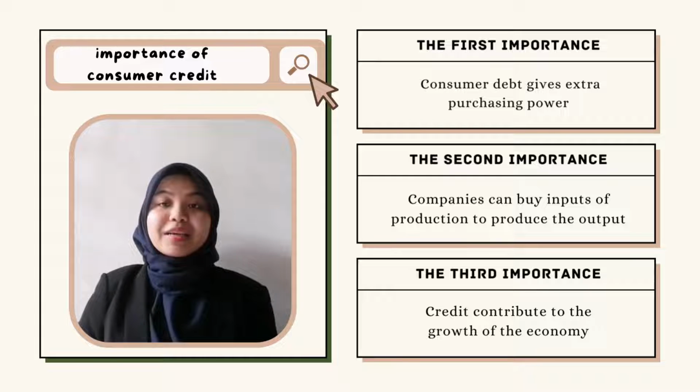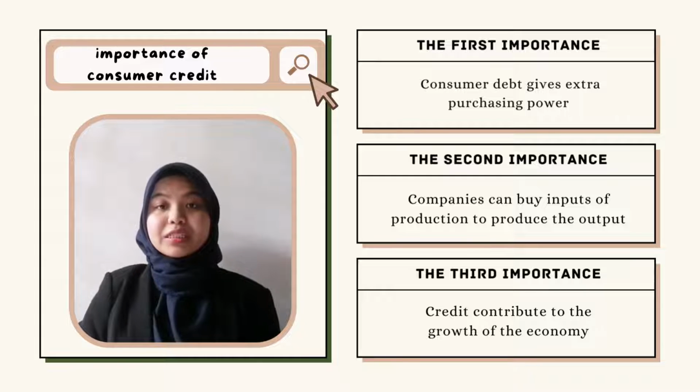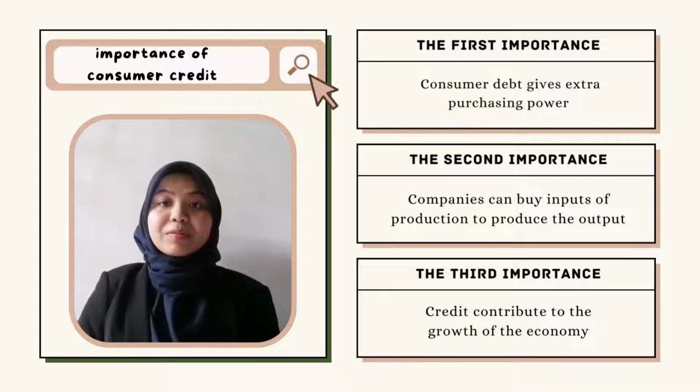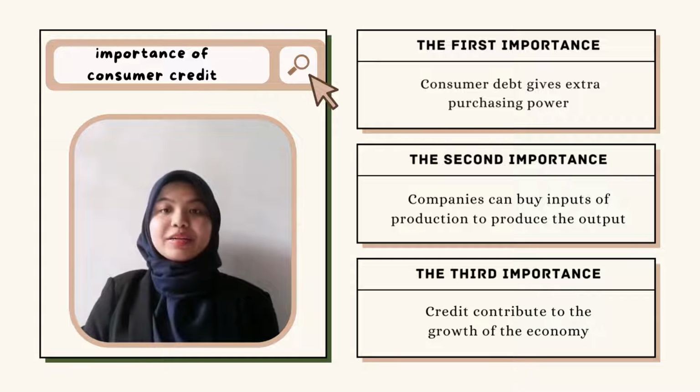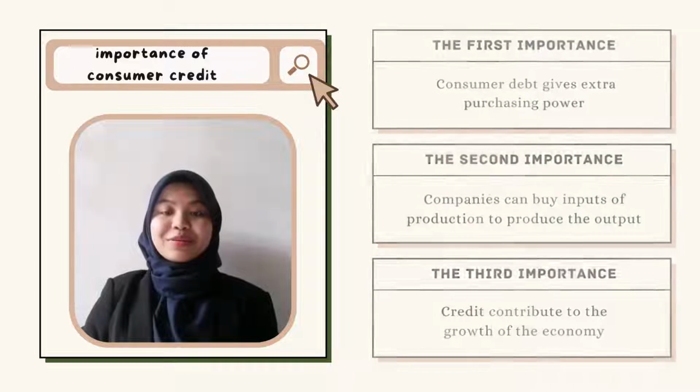Next, companies can buy inputs of production to produce the output. For instance, a firm that could not borrow might be unable to buy the machines and raw materials, or even be unable to pay the employees' wages. Lastly, credit contributes to the growth of the economy. When consumers and businesses can borrow money, economic transactions can take place efficiently and the economy can grow.